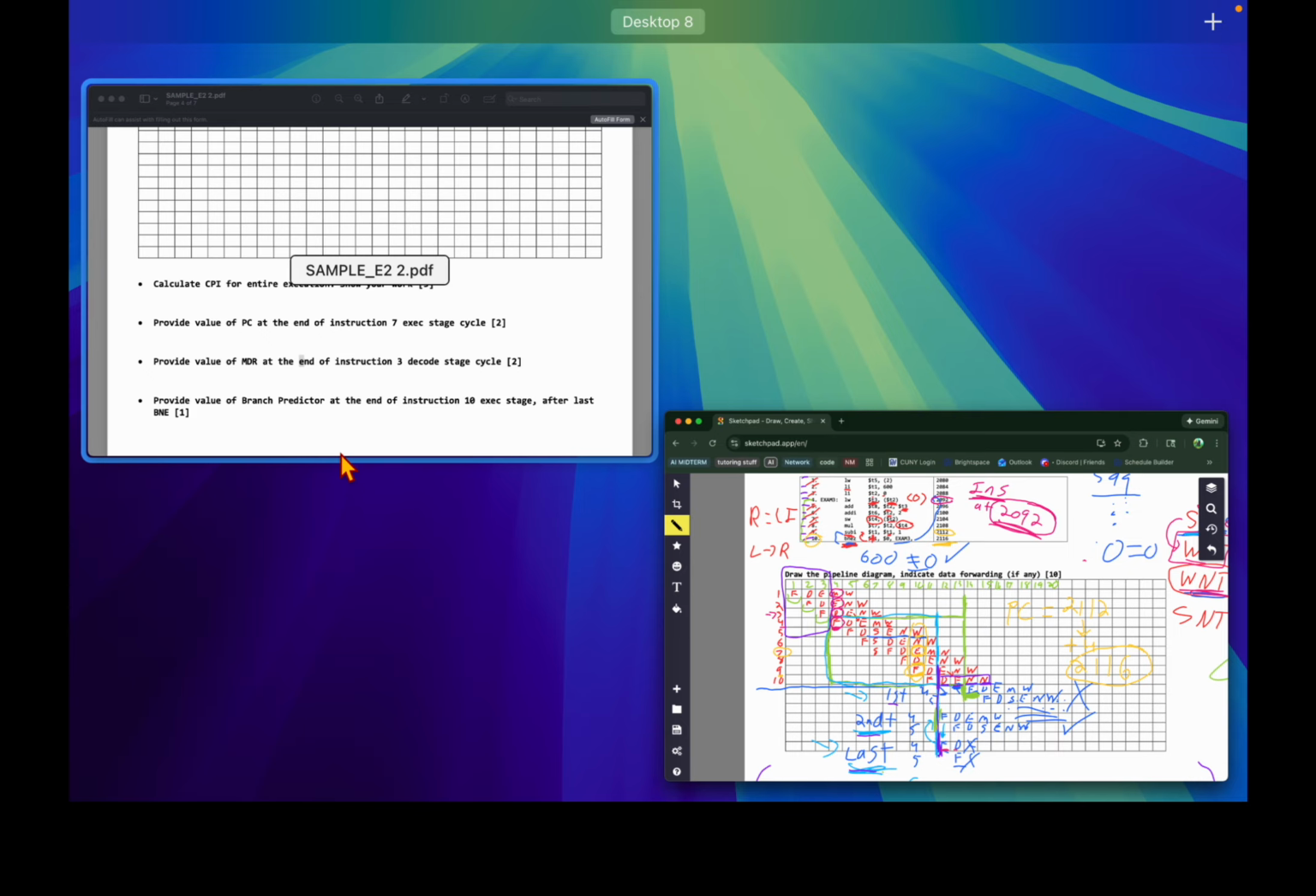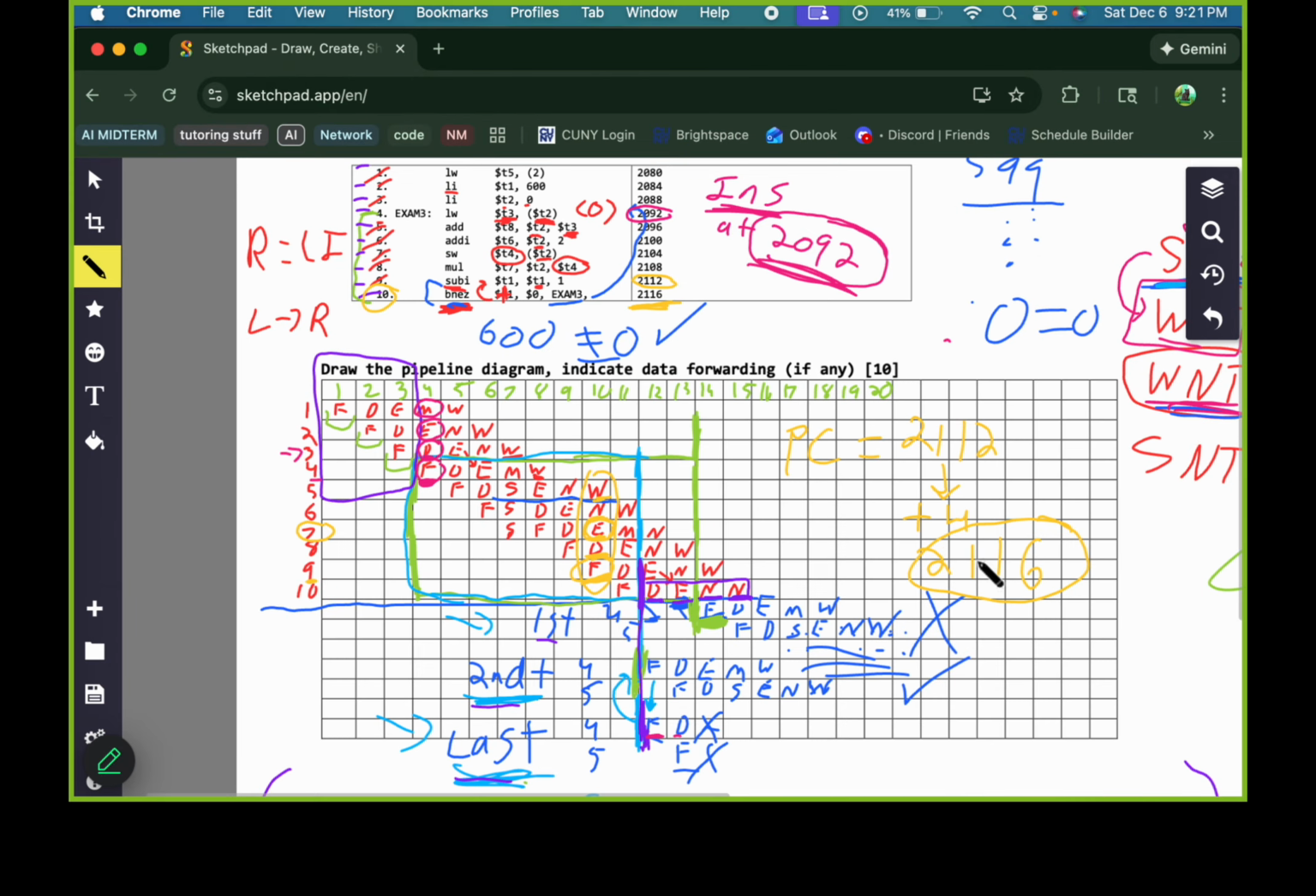Now for the next part, right, MDR at the end of instruction 3 decode stage cycle. Instruction 3 is here, its decode is over here. All of this is happening at the same time. We have fetch, decode, exec, and mem happening. Which one's dealing with the MDR? Fetch is. What's fetch doing? It's fetching instruction 4.